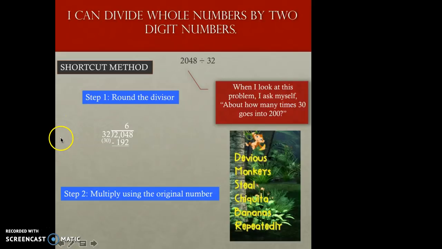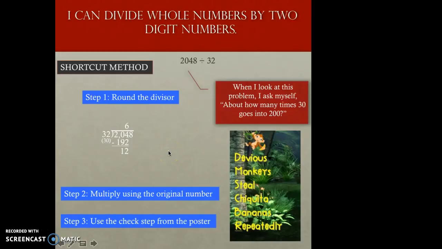Again, you might have to write that over here, 32 times 6, multiply it out. Some of you can do it in your head. Either way, it doesn't matter. So we did our multiplying, so we're going to subtract. We have 12. I check, make sure that this number is lower than 32, and then the B means bring down, okay? So check the poster, bring down.